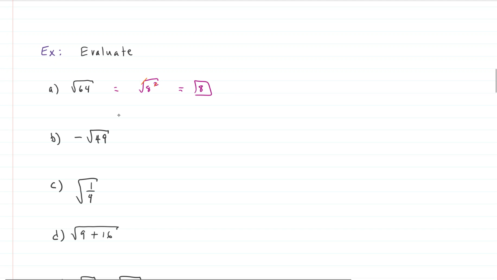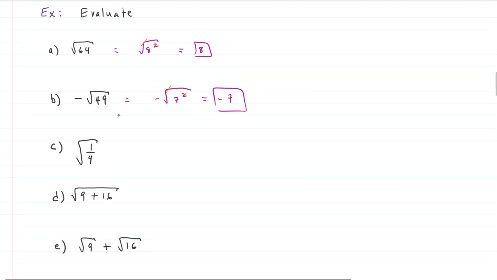Here, we can do the same thing. 49, that's the same thing as 7 squared. We have this negative outside, so this 7 can come out now. The square and the radical cancel, and the negative is still there. So the 7 comes out, and the negative is multiplied by the 7, so we get negative 7 there. So notice this negative was on the outside, not the inside. That's just like multiplying our answer by negative 1.